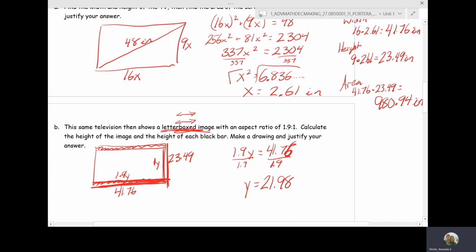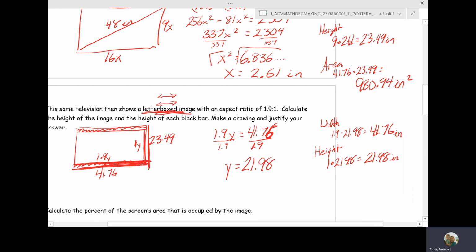Now, what that allows me to do is, same way as on the last one, I went back in and I found the actual width. So the width would be that 1.9. Now it doesn't ask for the width in this problem, but width is 1.9 times 21.98 or 41.76. The height it does ask about. The height is 1 times 21.98, so 21.98 inches. It doesn't ask me about the area this time. It asks me about the height of each black bar.